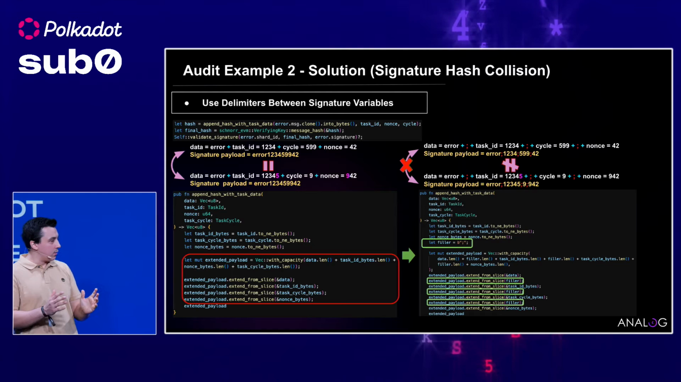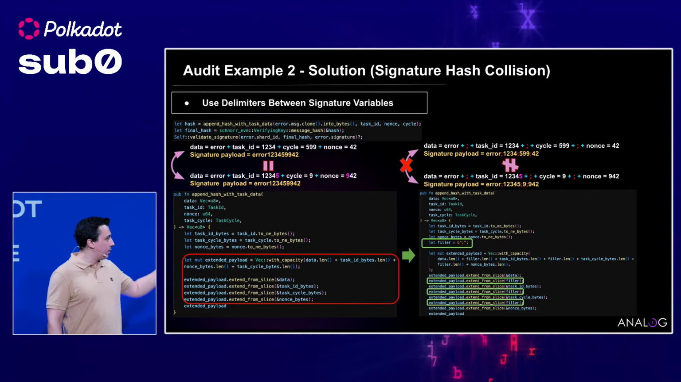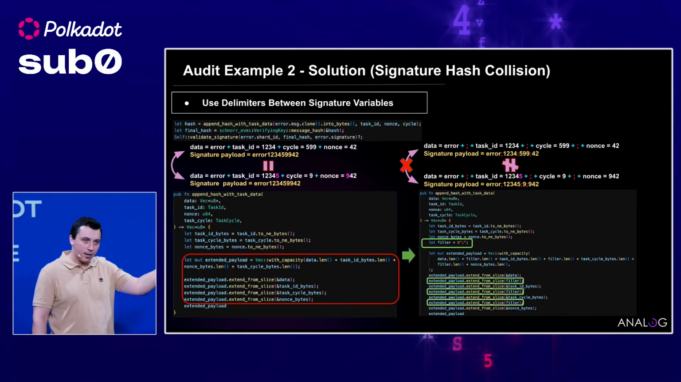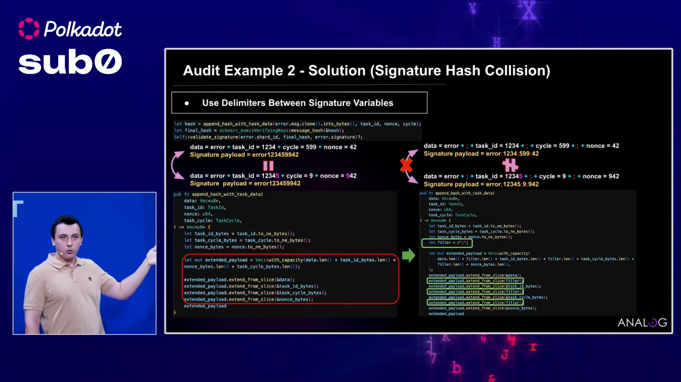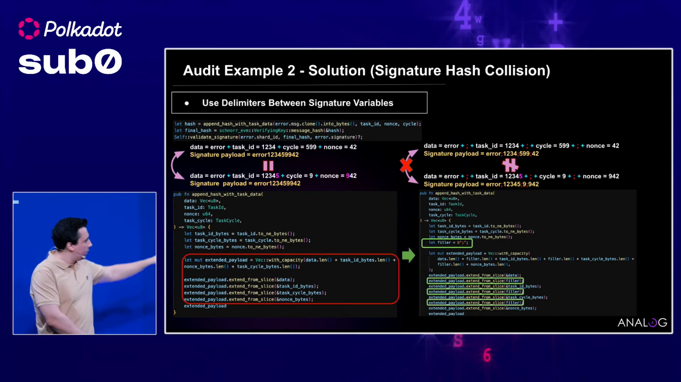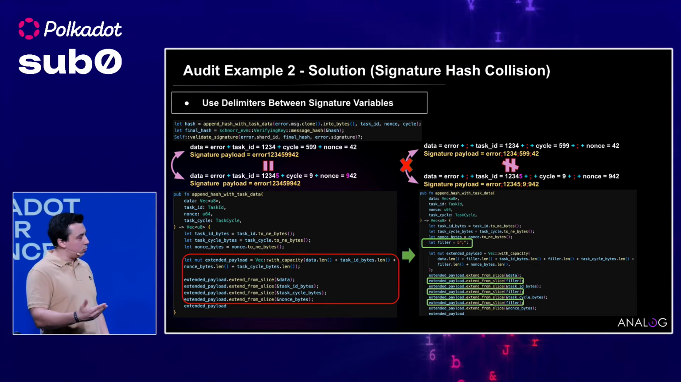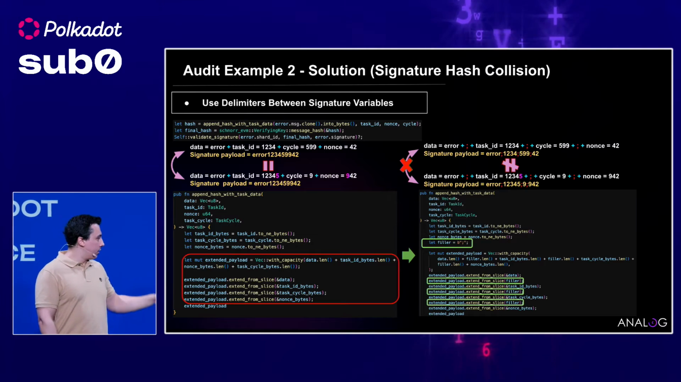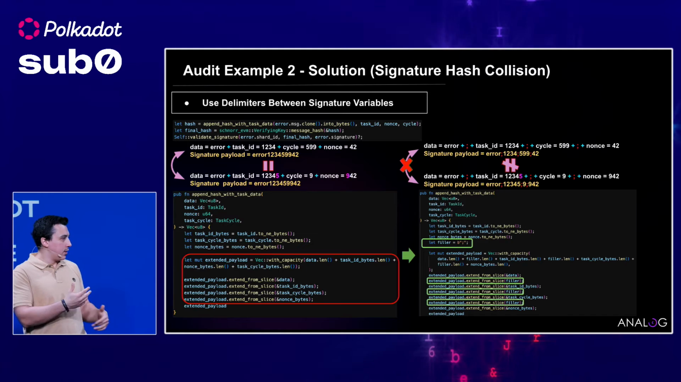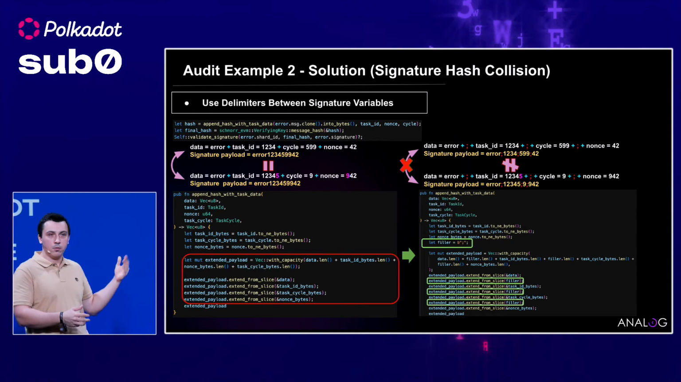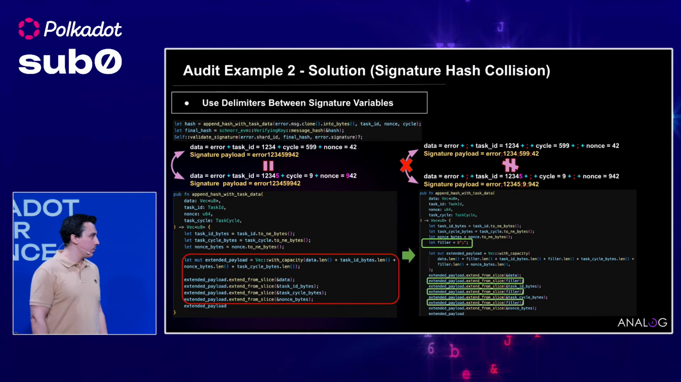When we put it together, it will produce the same hash if the data is error, task ID is 1 to 5 this time, and cycle is 9, and nonce value is 9 for 2. When we put them together, they basically create the same payload, and when we take this hash, it produces the same hash value. So an attacker can read a used signature, then rearrange the values, and use the same signature for another task ID with another nonce. It's harder to exploit, but there is a huge risk.